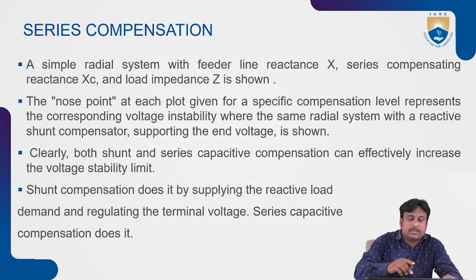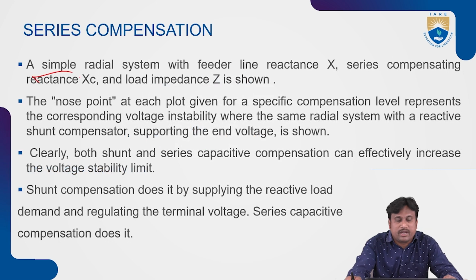And coming to this, here we will treat a simple radial system that will be considered with a feeder line reactance as X, series compensating reactance as Xc, and load impedance as Z. That means the nose point of each plot is given for a specific compensation level that represents the corresponding voltage instability. So the same radial system with a reactive shunt compensator supporting the end voltage is going to be treated.